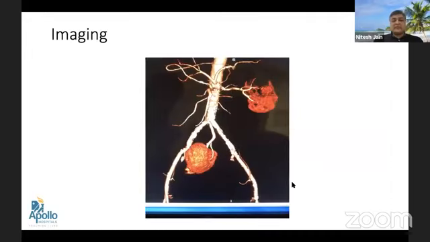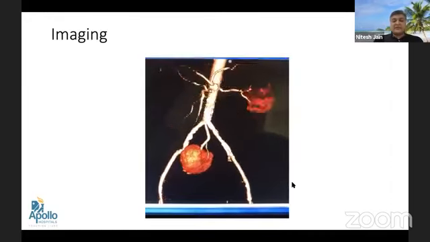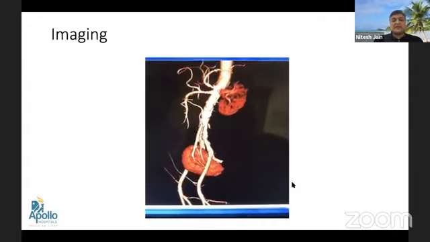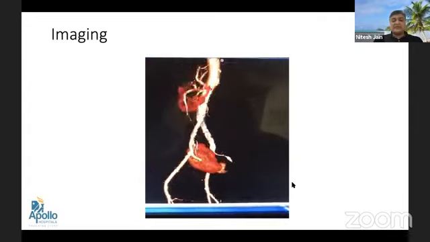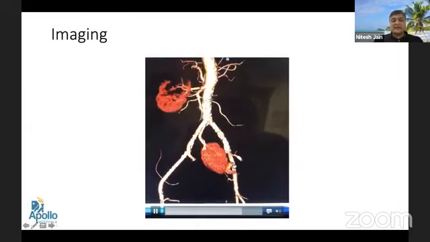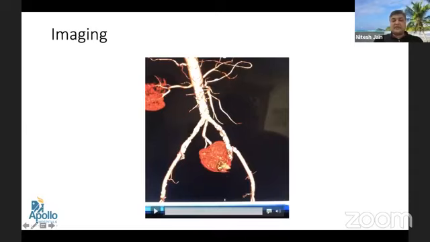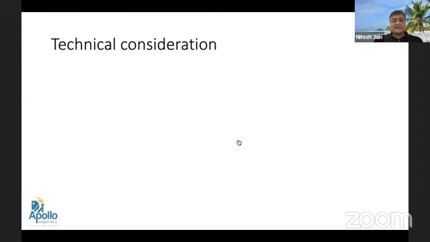The next is good imaging. Good imaging always helps in any form of surgery, and especially if you have a good 3D reconstructive image, then probably we can do the surgery very well. We can plan the surgery. Here we can see an ectopic kidney with the tumor lying posteriorly, with the vessel supplying it right from the branch of the vessel, and this patient was managed by robotic partial nephrectomy.